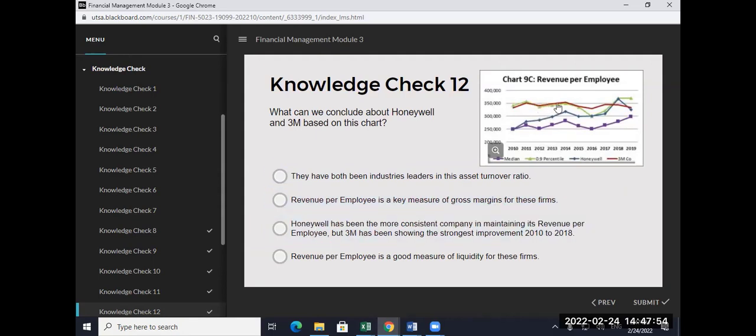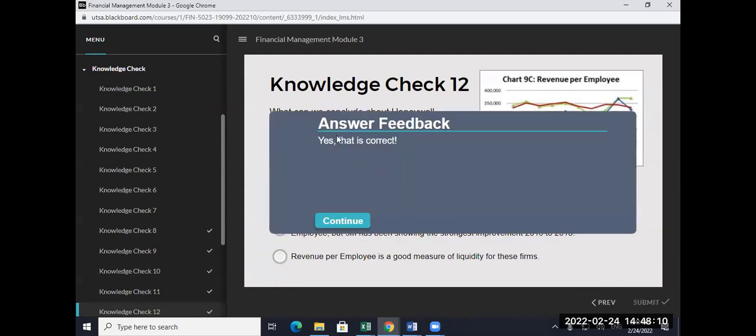Who's been more consistent, Honeywell or 3M? Yeah, 3M. 3M's are much more stable, so that doesn't work. It's not a measure of liquidity. So which one do you think it is? Very first one. All right, good. Okay. We might do a few more of those on Tuesday.